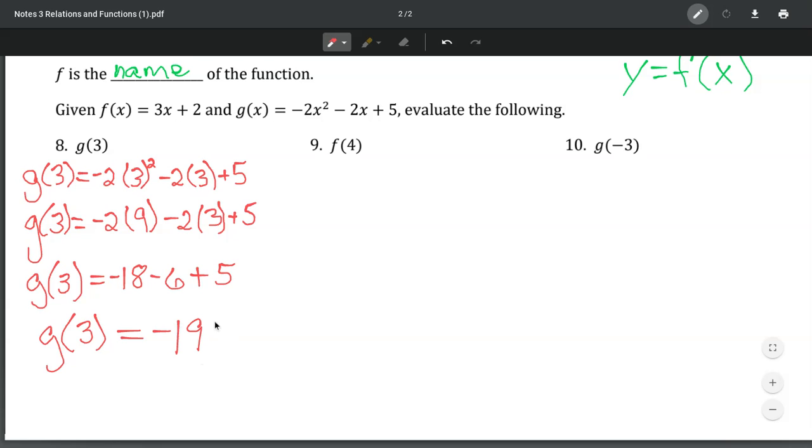And so what does that represent? 3 is our x value that we used. -19 is the y value that goes with it. So function notation can show us our ordered pairs. 3 is paired with -19.